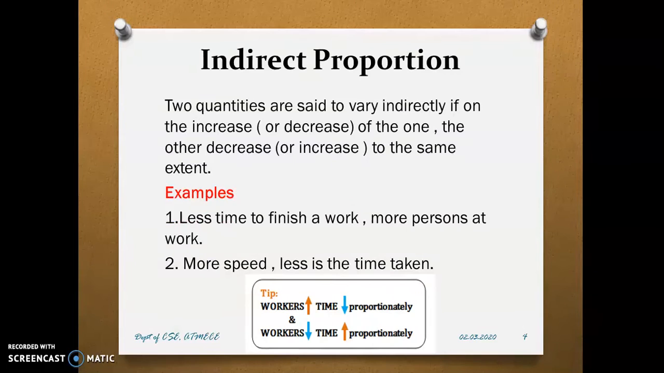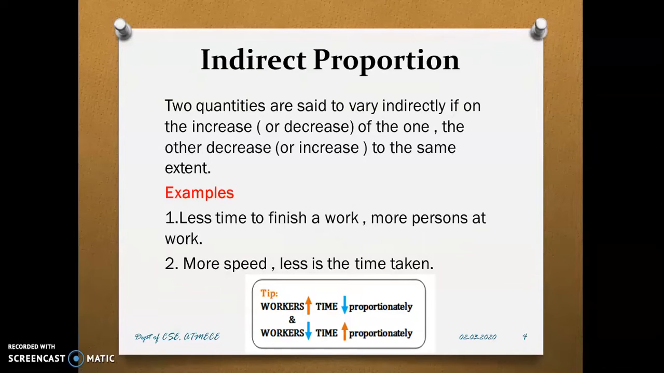Simple. Then indirect proportion. Two quantities are said to vary indirectly if, on the increase or decrease of the one, the other decreases or increases to the same extent. For example, the less time to finish a work, the more persons will be there at work. One more example. If you are taking a car to reach any destination, if the speed of the car increases, the time taken to reach the destination decreases. If the speed of the car is low, the time taken to reach the destination will increase. The same example can be put together for working.